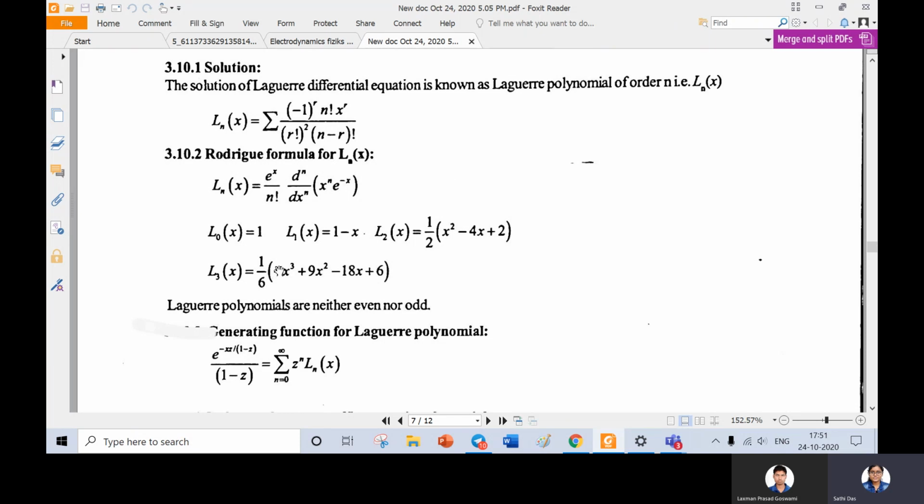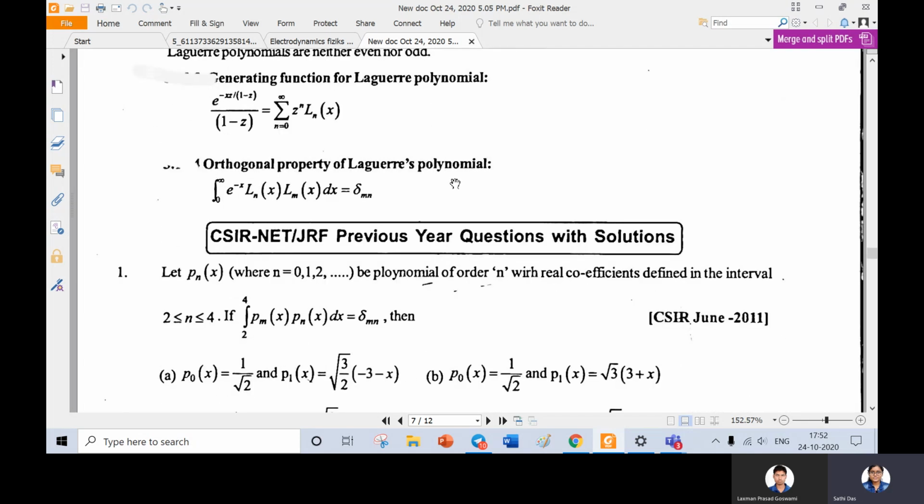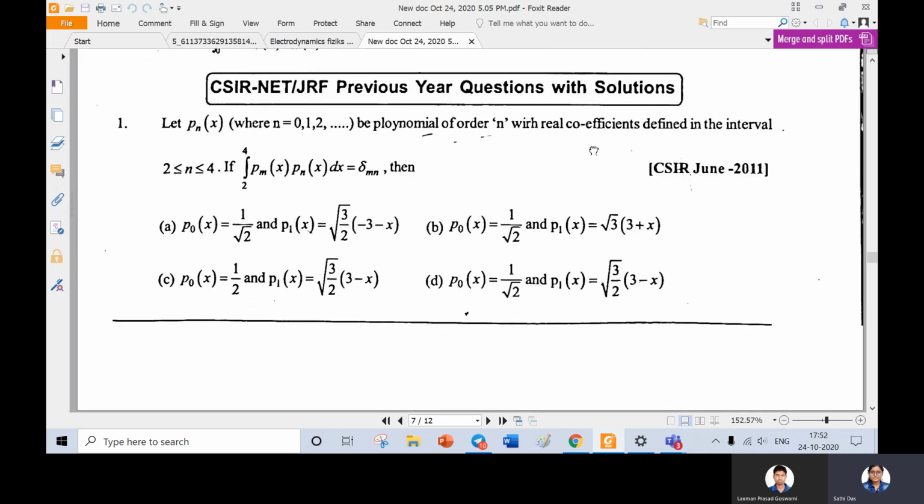The Rodrigues formula for L_n is like this, and you can find L_0, L_1, L_2, L_3 by putting values in this formula for L_n(x). Okay, and the generating function for the Laguerre polynomials is this one: e^(-xz/(1-z)) divided by (1-z) equals the sum over n equals 0 to infinity of z^n L_n(x). And the orthogonality property of the Laguerre polynomials is the integration from 0 to infinity of e^(-x) L_n(x) L_m(x) dx equals delta_mn.